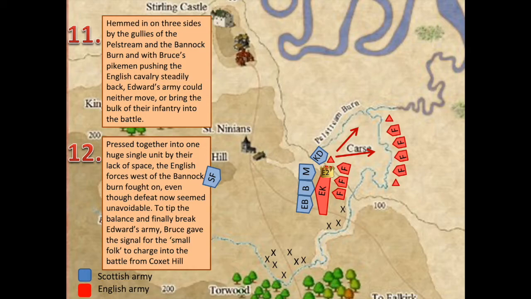However, now that things are going his way, Bruce is able to commit these untested soldiers to add their weight to the battle in the hope that they will be the straw that breaks the camel's back.